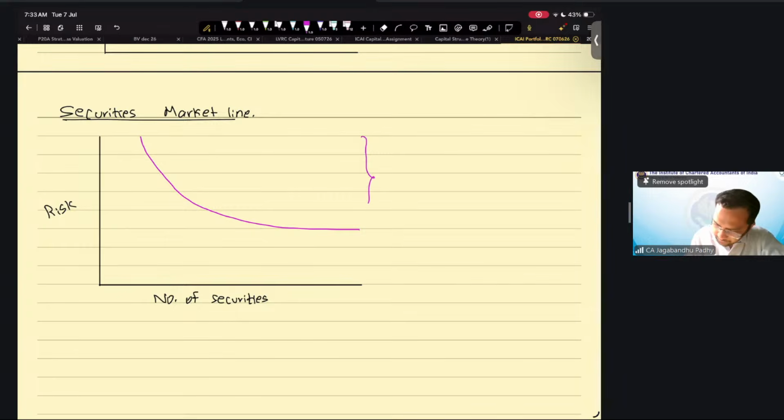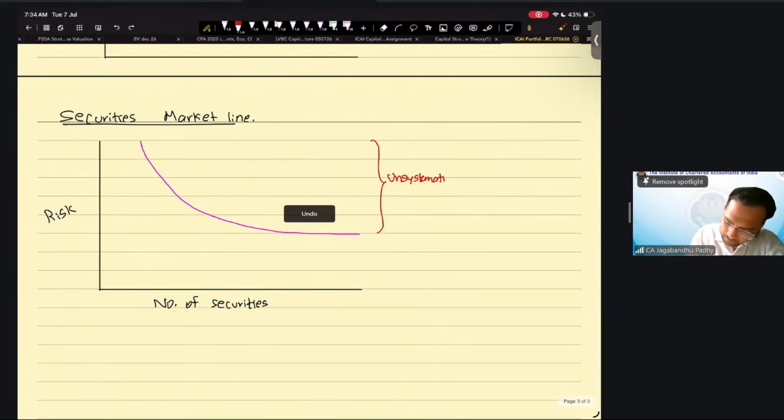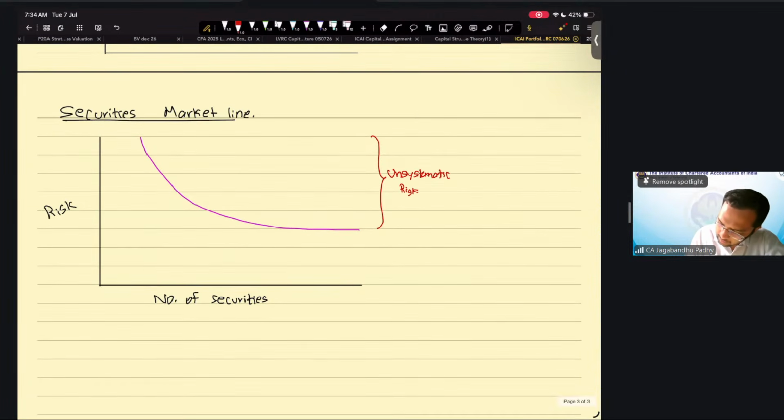So this risk which you are able to reduce is what we call unsystematic risk. And the risk which you are not able to reduce is called the systematic risk. It's called a systematic risk. And the combined effect of all of that is called the total risk.